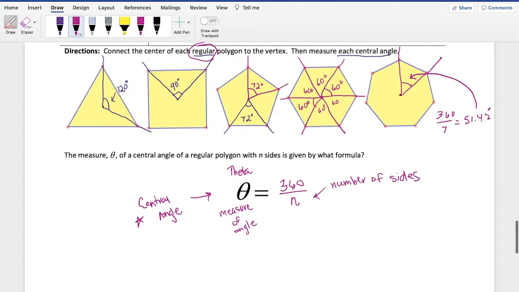Okay, we're going to stop there for today, and I hope that gives you a good start with our polygons and our rotational symmetry and reflectional symmetry on those.